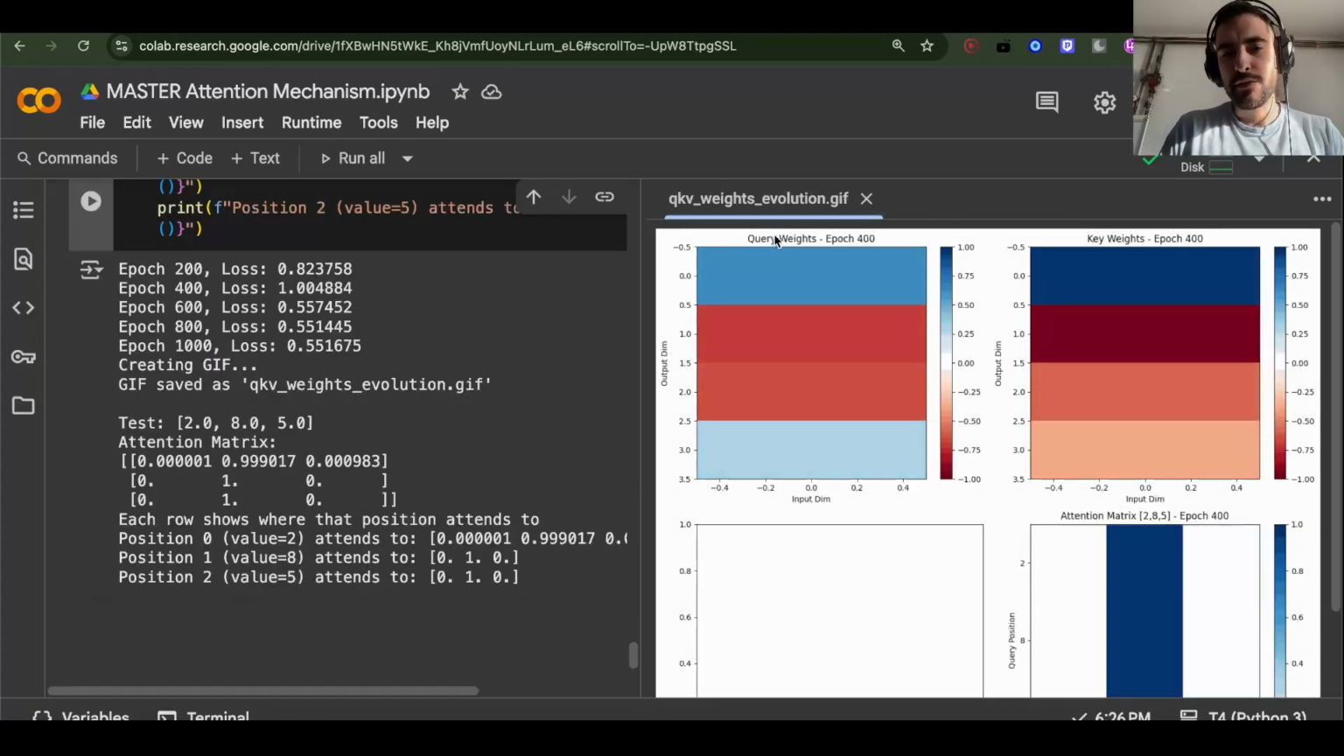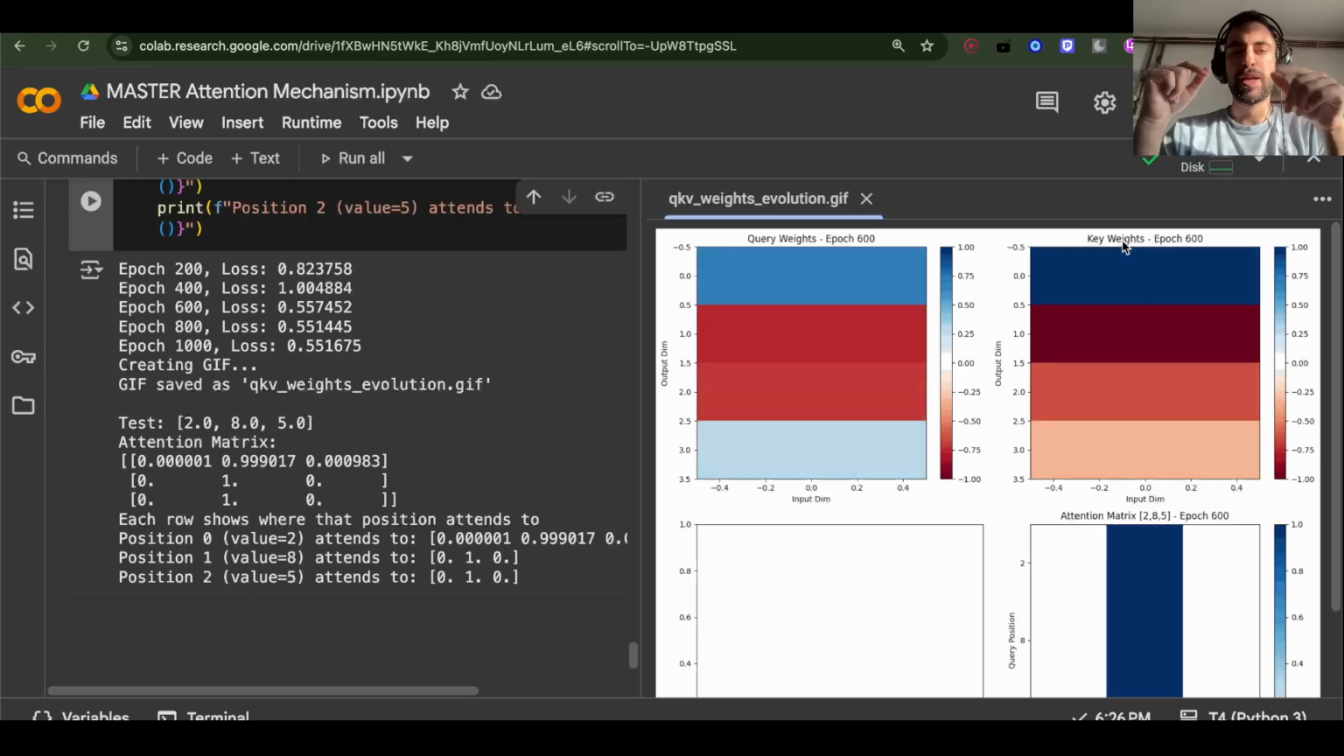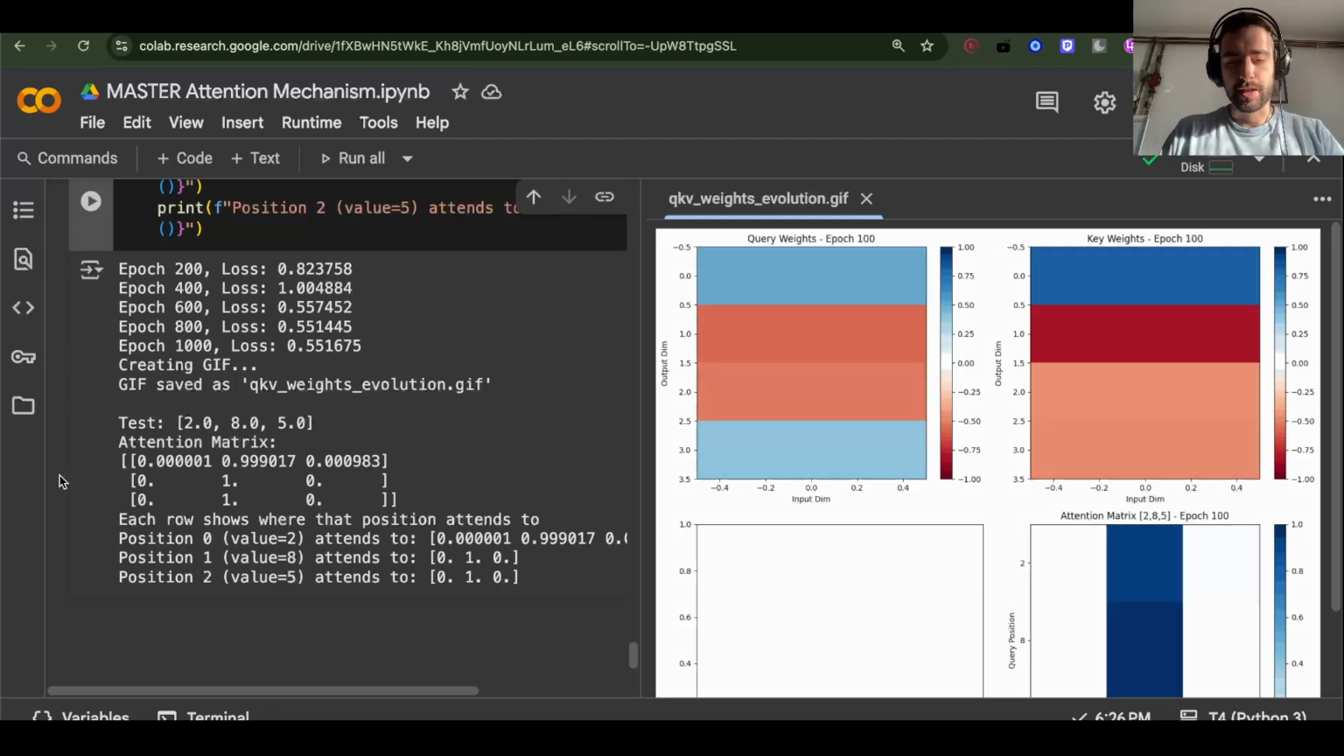So both the query weights and key weights are evolving in some way so that when they get multiplied with the input and produce the embedding, the queries and keys outputs, depending on the input, will have a high dot product at the place of the highest number and low at other places. So if this is a bit confusing, that's okay. I'm going to show you more images and experiments to let you understand it better.